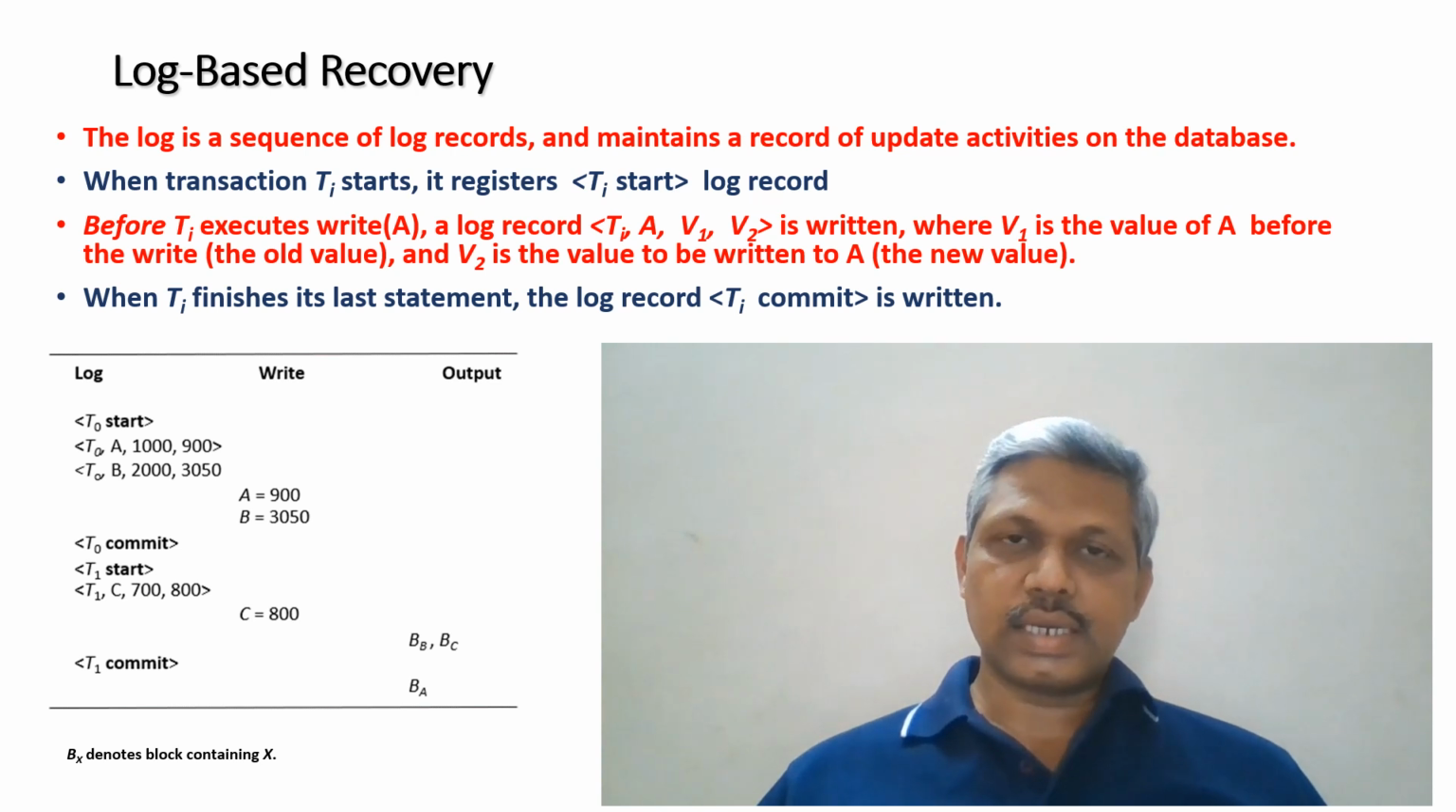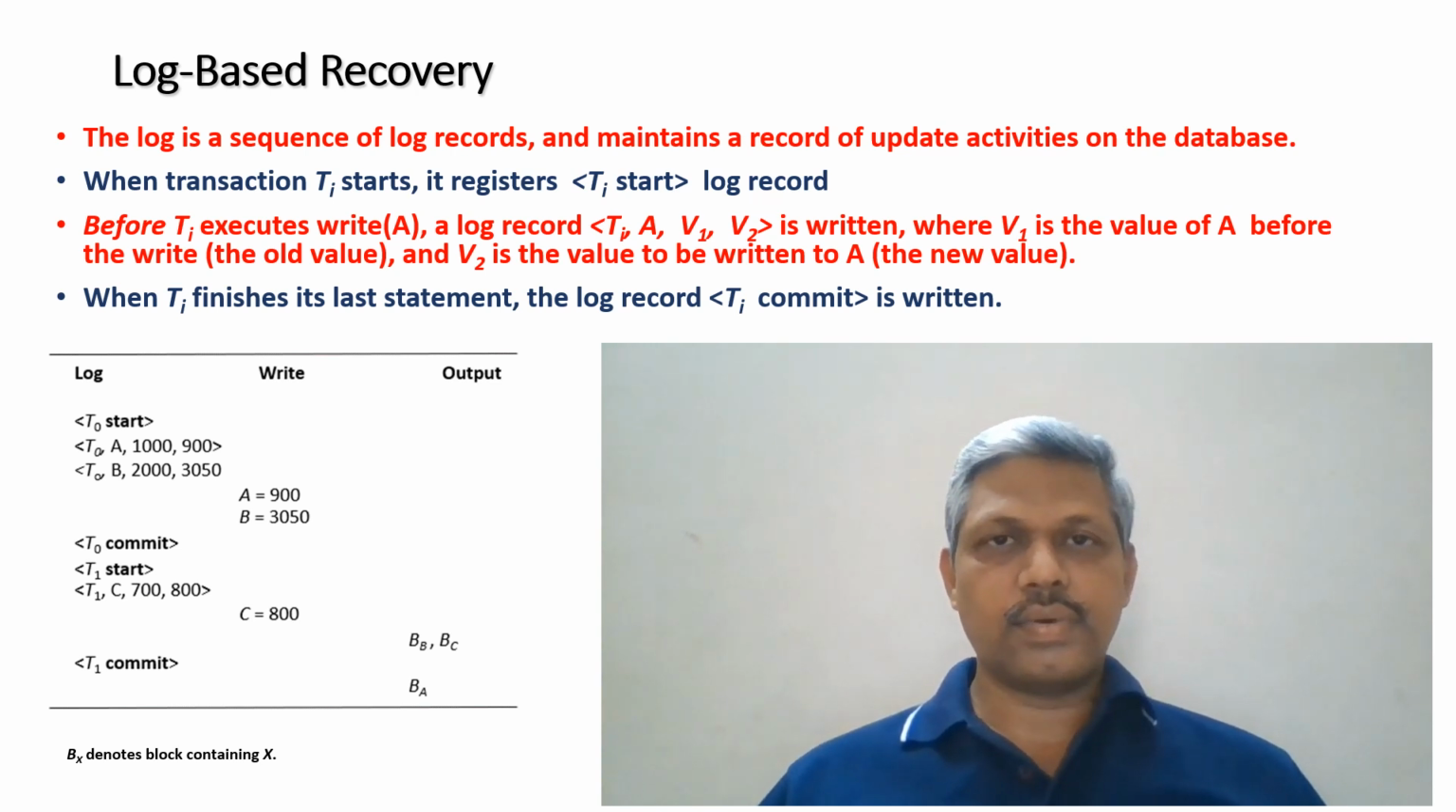Similarly, whenever the transaction ends, TI end, and whenever it aborts, TI abort. All such kind of actions are to be recorded in the form of a log, so that these log records are stored somewhere and they can be used whenever there is a crash. We can use that log record information to get back to the situation where it was at the time of crash. And the second issue is how these log records are to be written, first thing.